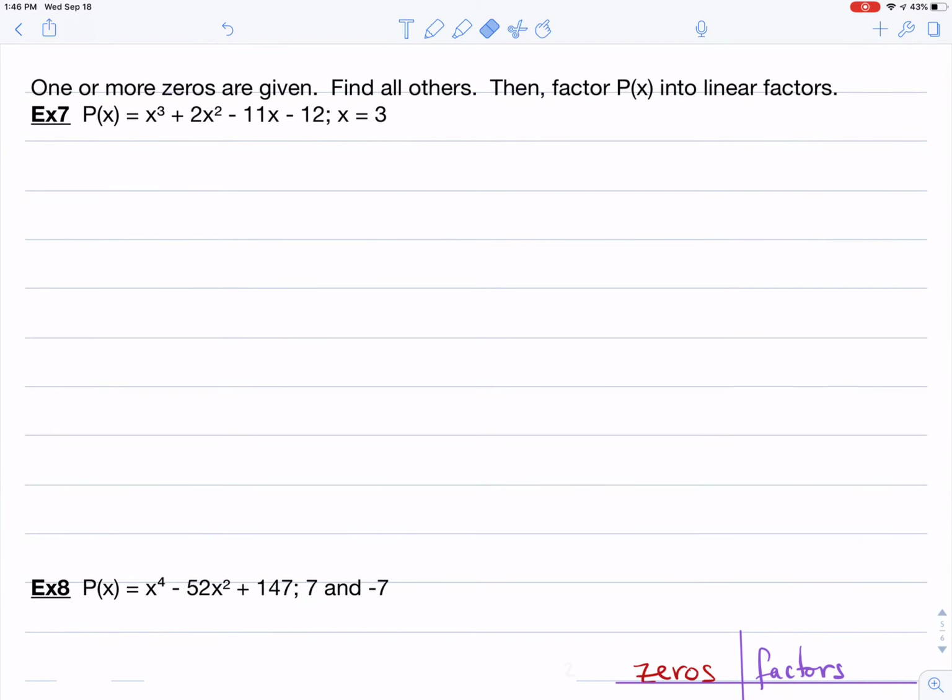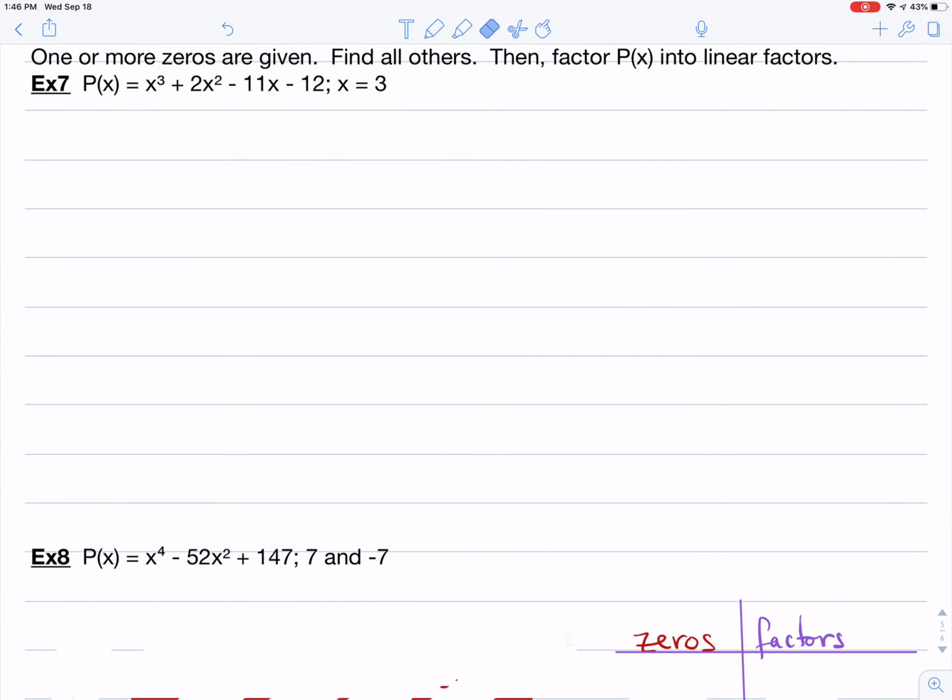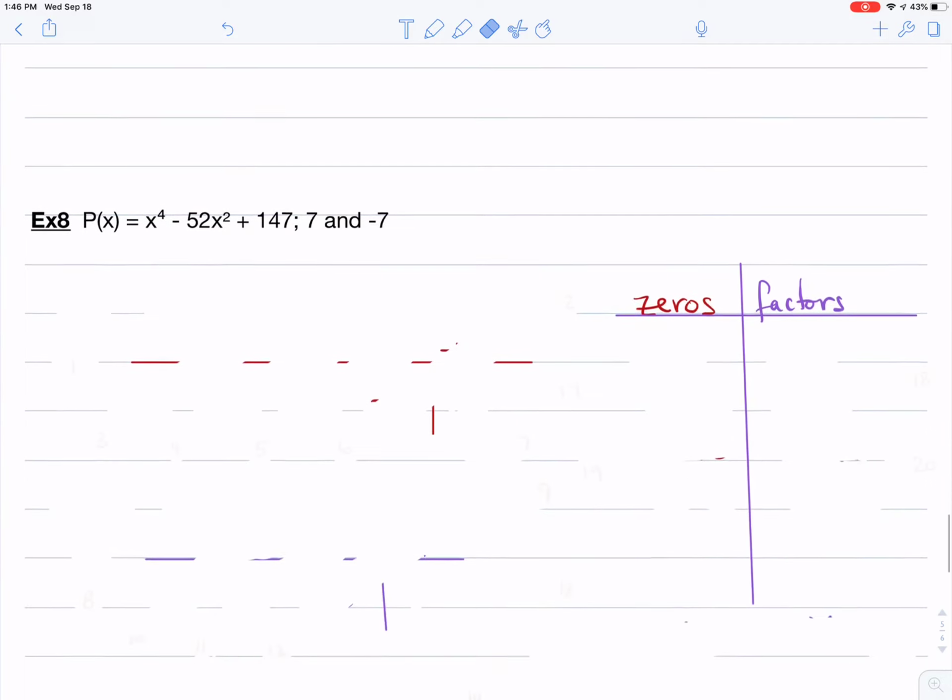So it tells you that one or more zeros are given, and you'll notice in example 8 you're given 2 zeros. Then we're supposed to find all the other zeros. And then lastly, we're supposed to take p of x, and we're supposed to factor p of x into linear factors. So let's go ahead and get started then.